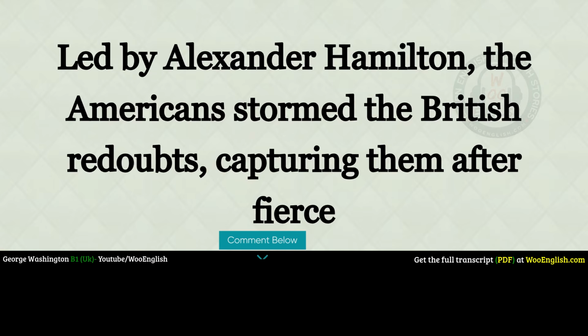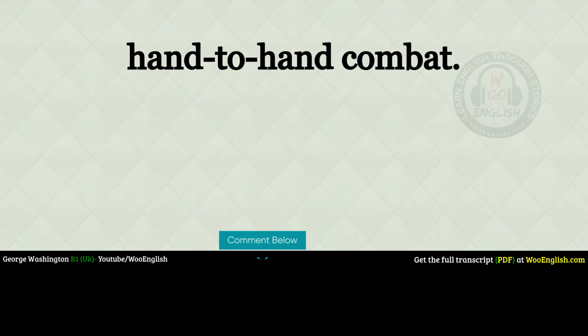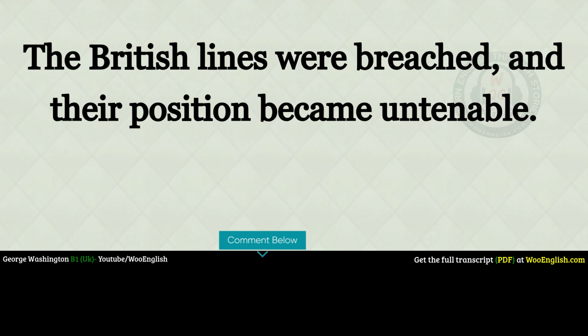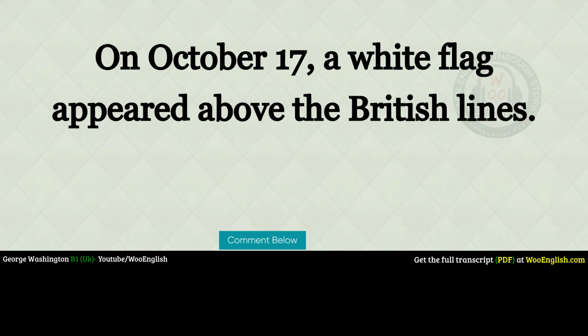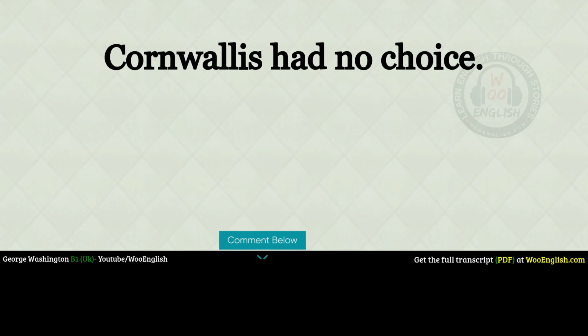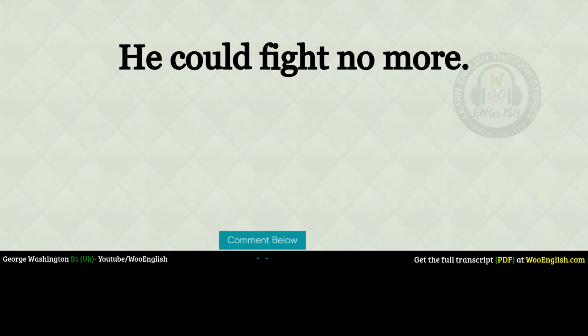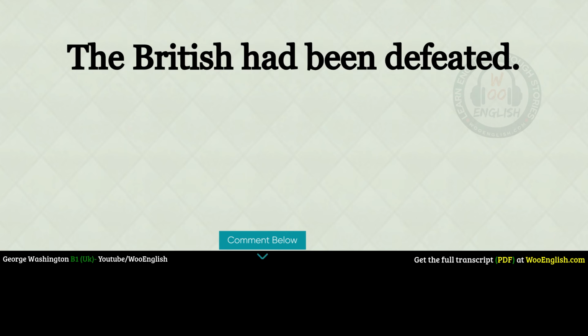Led by Alexander Hamilton, the Americans stormed the British redoubts, capturing them after fierce hand-to-hand combat. The British lines were breached, and their position became untenable. The noose was tightening, and Cornwallis knew it. On October 17th, a white flag appeared above the British lines. Cornwallis had no choice. He could fight no more. The British had been defeated.